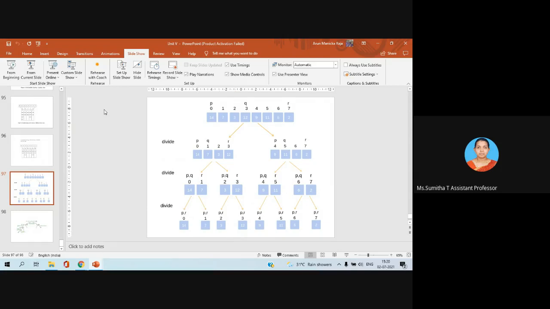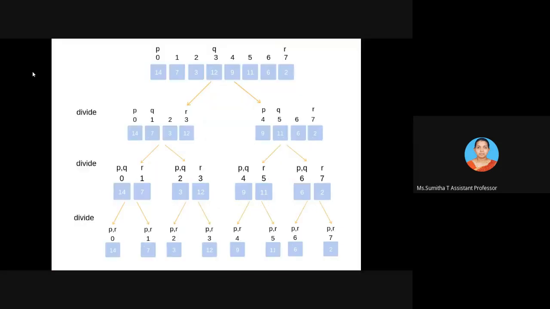Now I'm going to merge the elements 14 and 7. How can I merge? I can merge and give them in the order of 7 and 14. In the case of merging, you have to go with sorted order. And 3 and 12 is no problem, we just merge 3 and 12, and 9 and 11 we just merge, and 6 and 2 need to swap. We merge them as 2, 6.